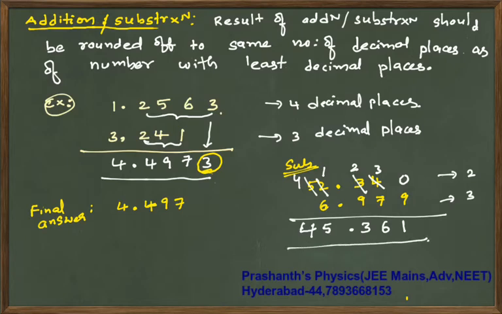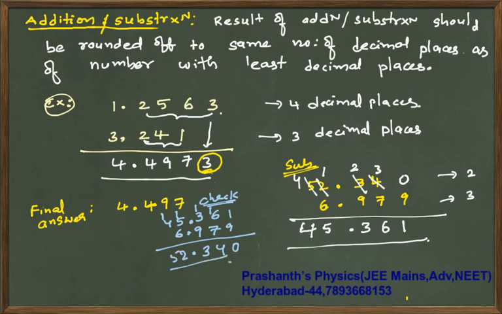Now people will have doubt whether this is correct or not. My sincere request is, please add these two. 6.979, you add it with 45.361. What I am doing is checking this. 9 plus 1, 10. 6 plus 1, 7, 7, 7, 14. 1, 3 plus 1, 4. 4 plus 9, 13. 1, 6 plus 6, 12. 1, 5. 52.340. So that means the answer that I have given is correct.